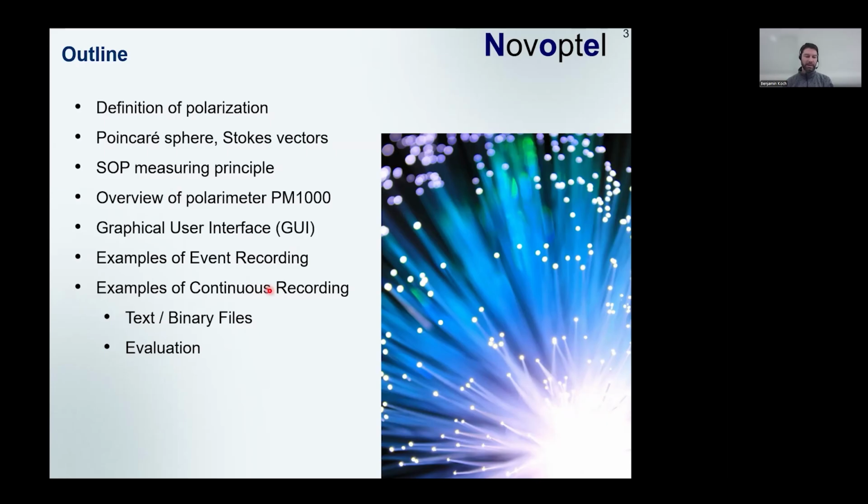results and evaluation. Let me say already at the beginning that we do not focus too much on evaluation. Evaluation always depends strongly on what you are looking at or looking for in your data. So we mainly concentrate on measuring and recording the polarization.